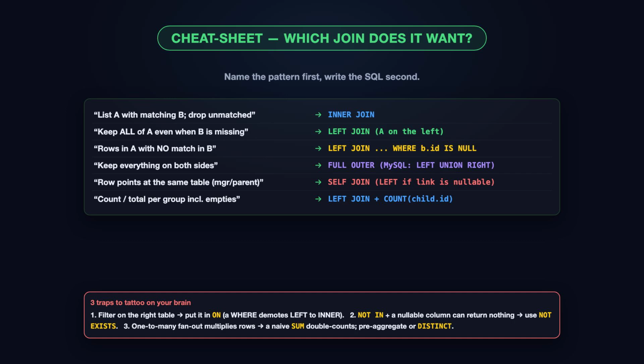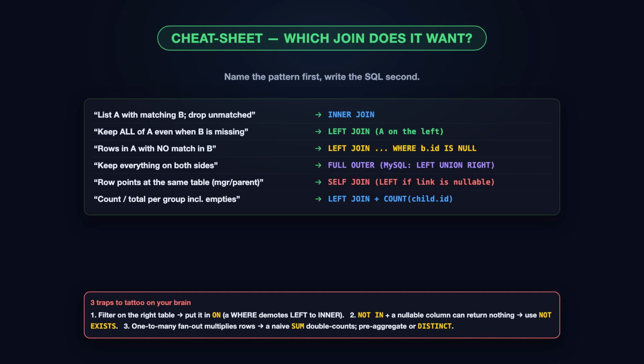If it says find rows in A with no match in B, that's the anti-join, left join, then where B's ID is null. If it says keep everything on both sides, that's a full outer join, or a left union right in MySQL. If a row references another row in the same table, a manager, a parent category, a previous event, that's a self-join, and use left if that link can be null.